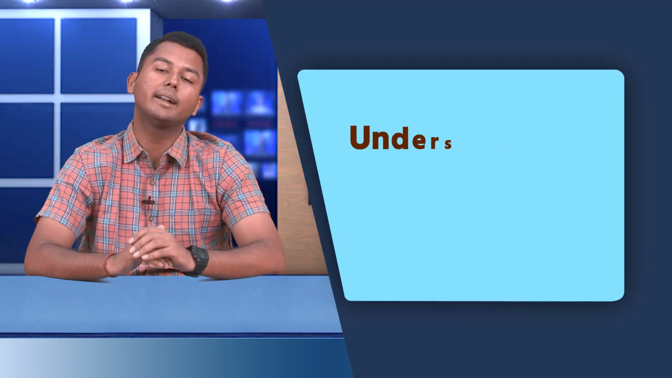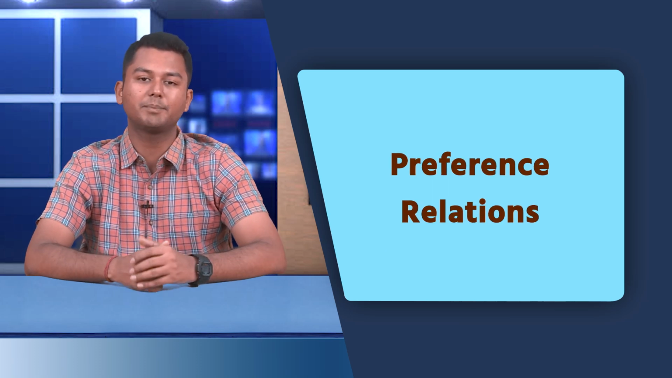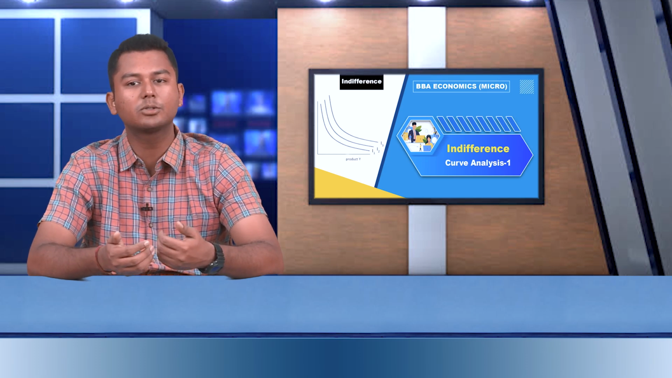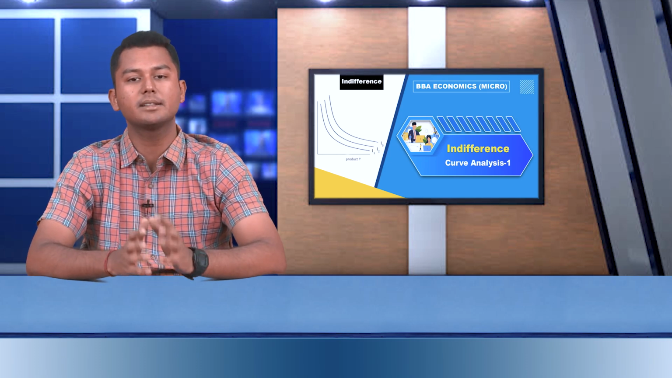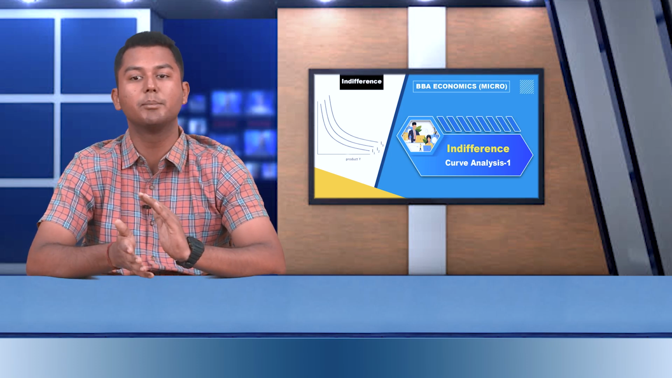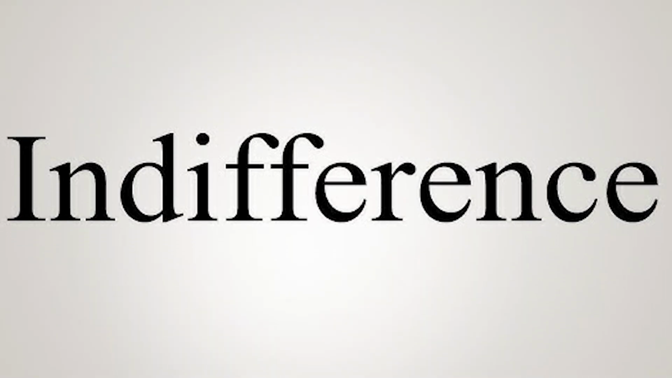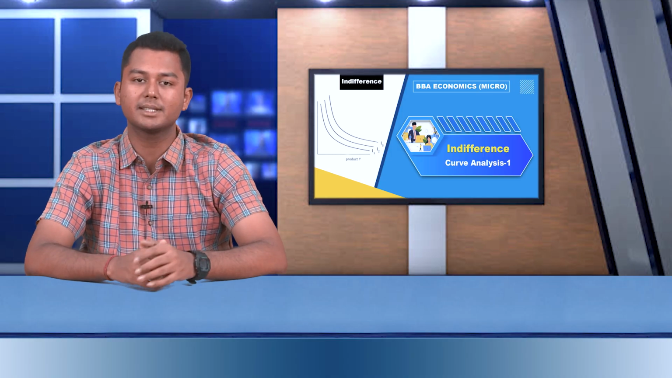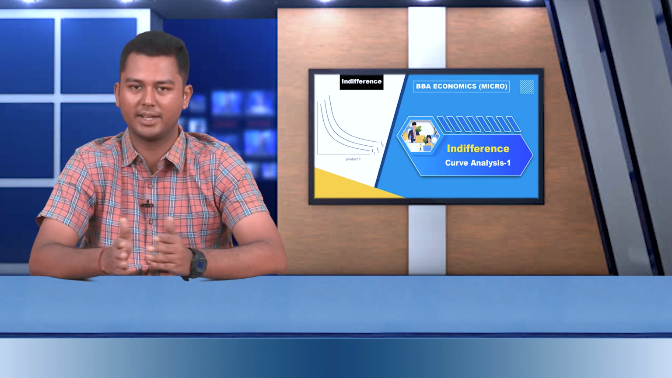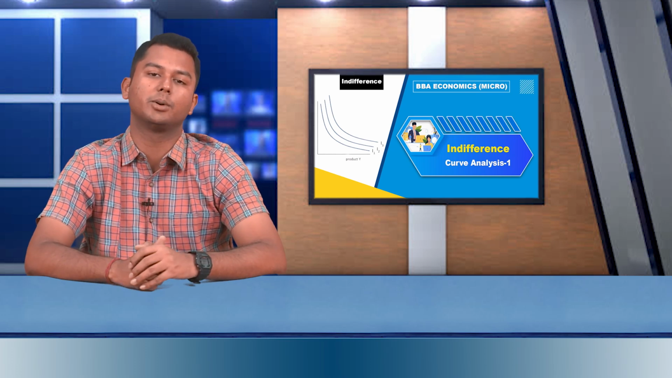Now let us move to understanding consumer preferences based on these topics which we have done. First is preference relations. Consumer preferences can be expressed through three basic relations, that is strict preference, indifference and weak preference. Strict preference means clearly preferring one option over another. Indifference means being equally satisfied with both options, and weak preference means preferring one option or being indifferent between them. These relationships form the foundation of ordinal utility theory.